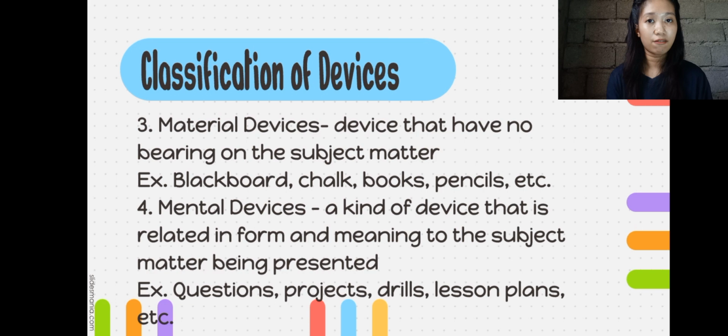Third is the material devices. These are the devices that have no bearing on the subject matter, such as blackboard, chalk, books, pencils, and etc. And fourth is the mental devices, a kind of device that is related in form and meaning to the subject matter being presented. Examples are questions, projects, drills, lesson plans, and etc.